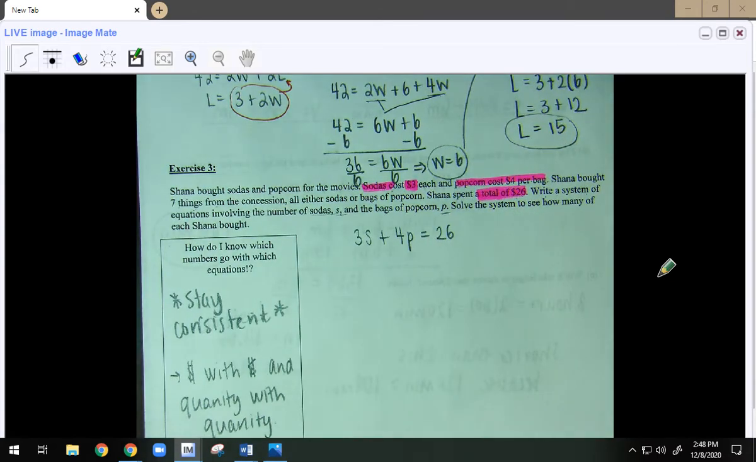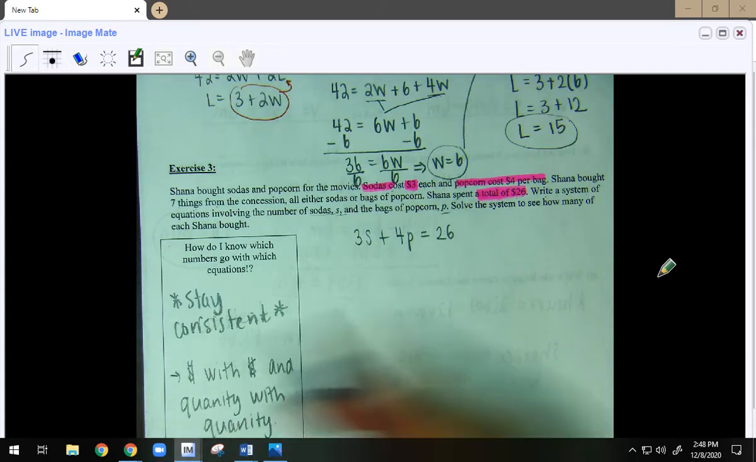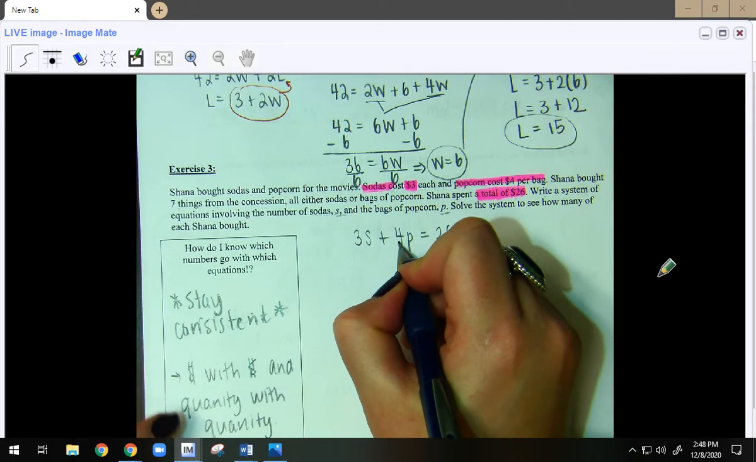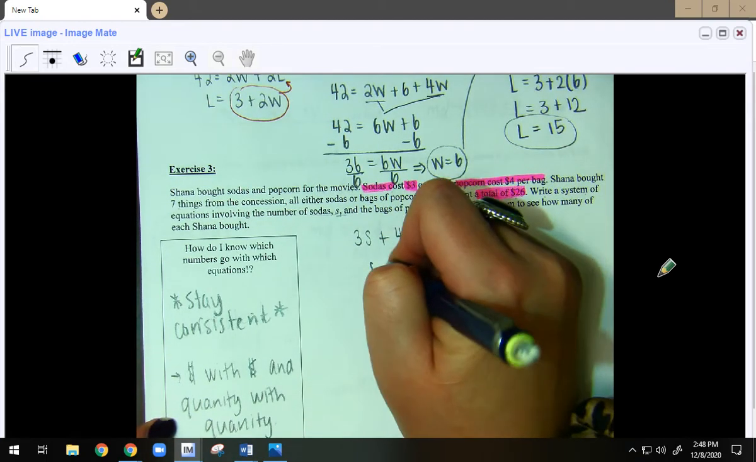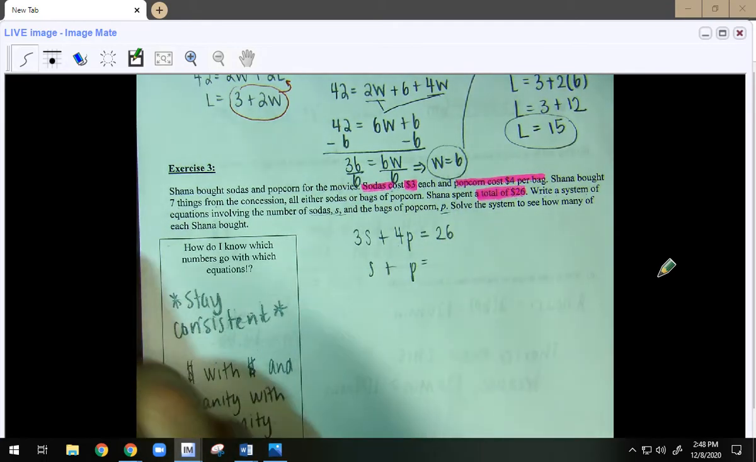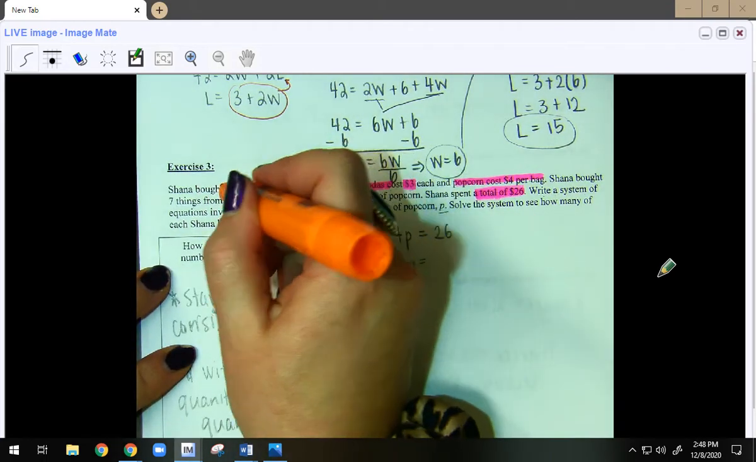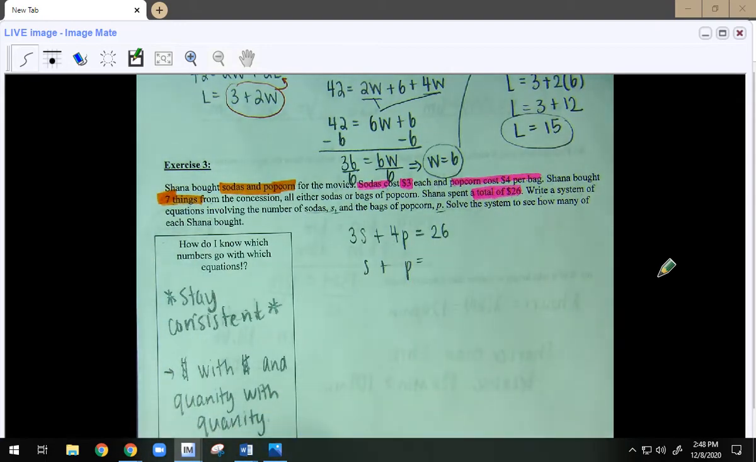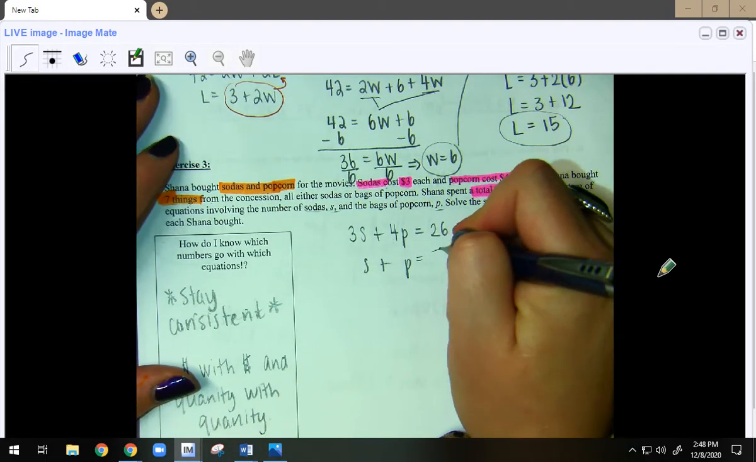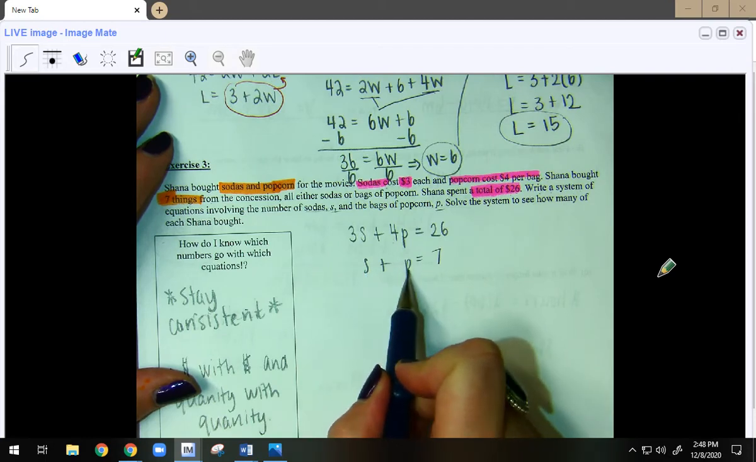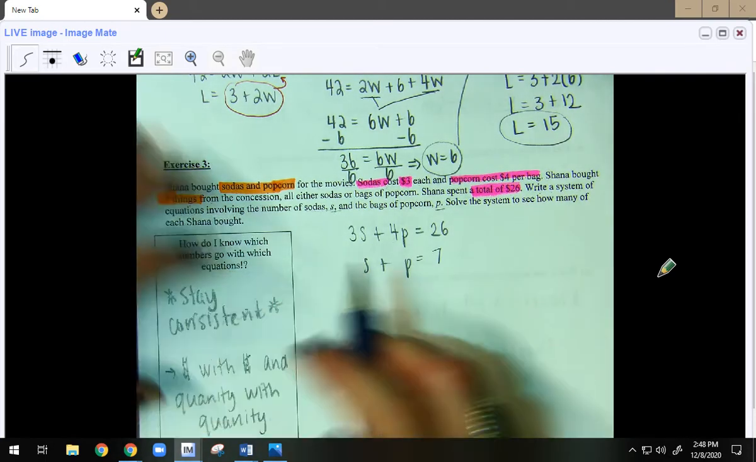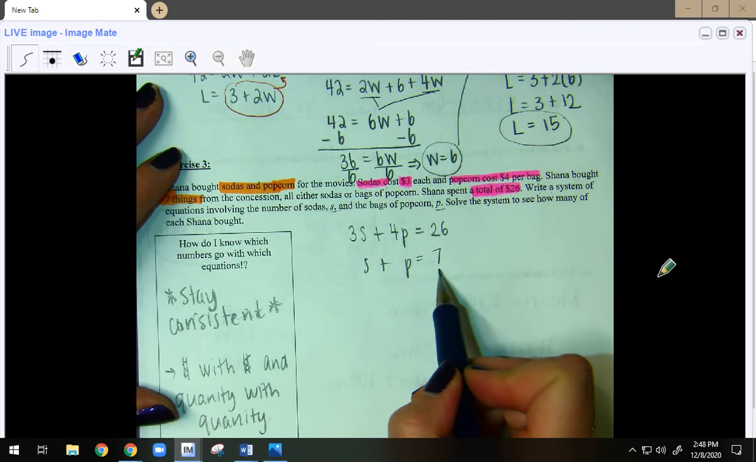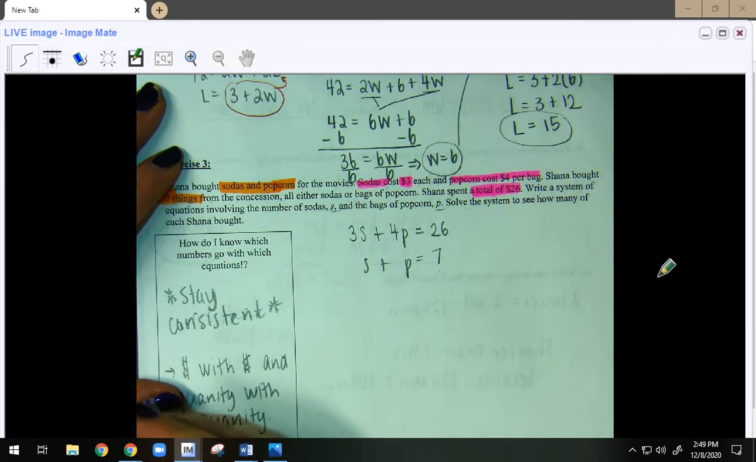Okay, so what is my second equation? Well, here's the easy part normally. Normally, for your second part of this equation you just lose your coefficients here. So it would just be sodas plus popcorn, because those are the two things she bought, right? She bought sodas and popcorn and she bought 7 things. So when she purchased those and walked away, she had 7 things in her hand.